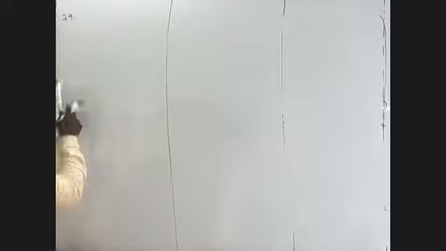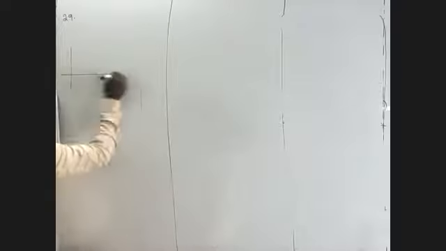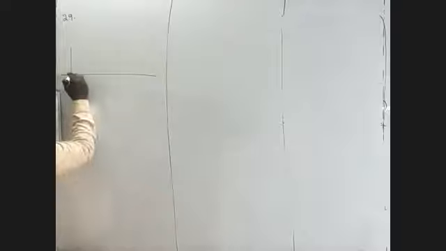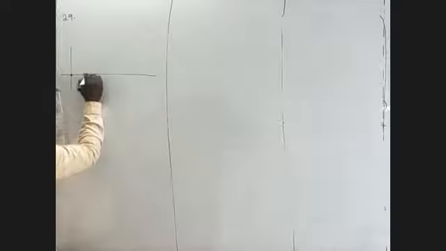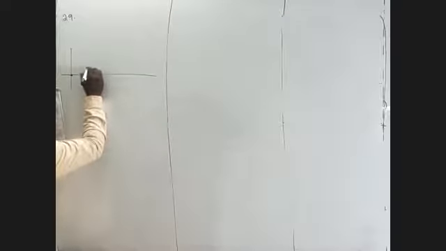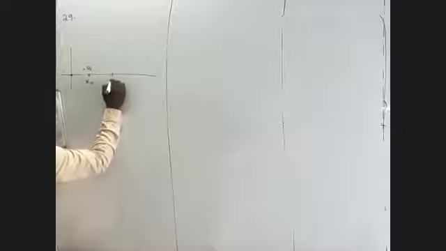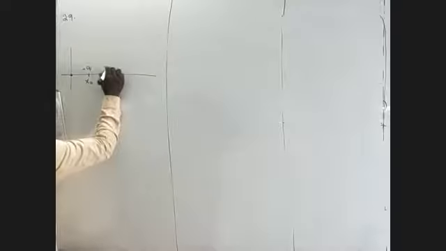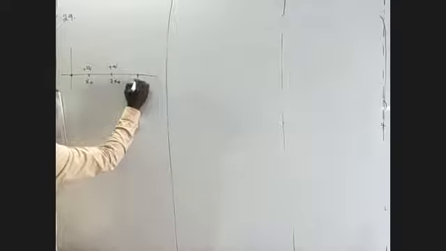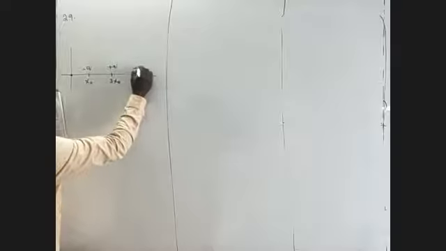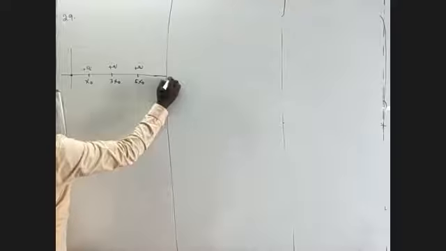Question number 29. Here, this is the axis. We are checking the axis. Positive charges are fixed at each point. This is a positive charge at x equal to x naught, x equal to 3x naught, x equal to 5x naught, up to infinity.